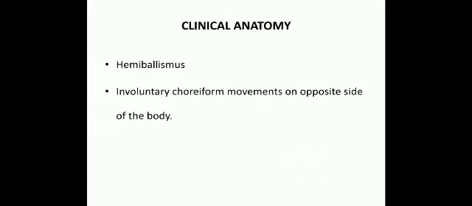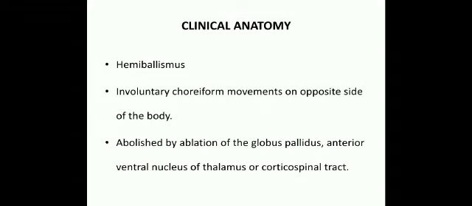The clinical aspect: discrete lesions of the subthalamic nucleus result in hemiballismus, which is characterized by involuntary choreiform movements on the opposite side of the body, and these are abolished by ablation of the globus pallidus, the anterior ventral nucleus of the thalamus, or the corticospinal tract.